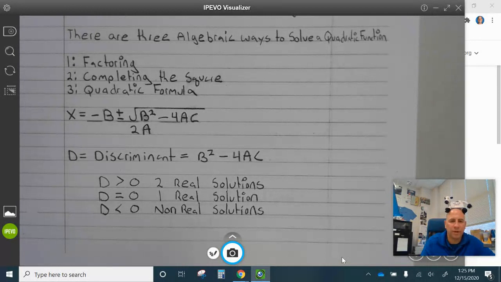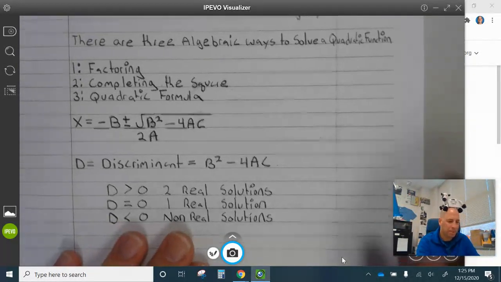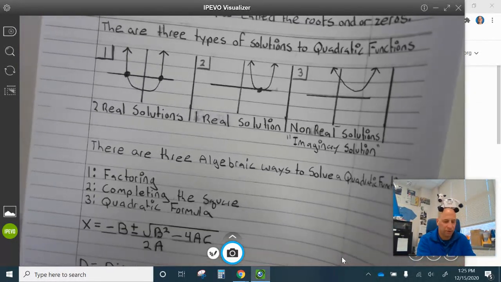The discriminant D equals b squared minus 4ac. When the discriminant is greater than 0, it's 2 real solutions. When D equals 0, it's 1 real solution. And when D is less than 0, it's non-real solutions. Okay? All right, let's move on to the examples.